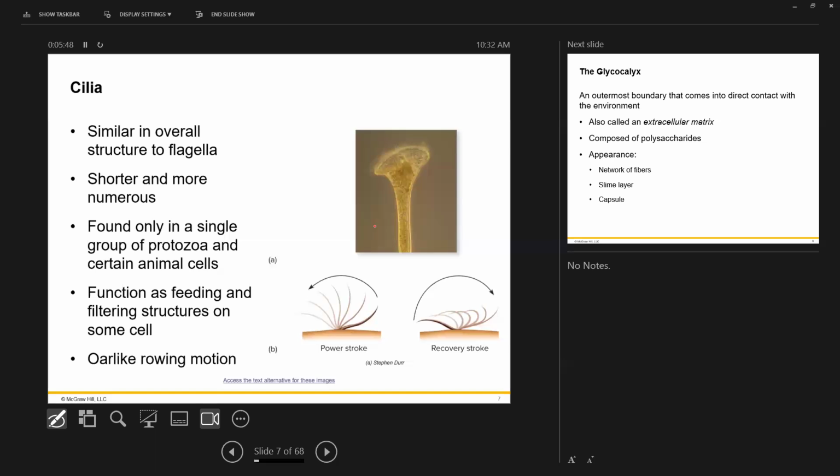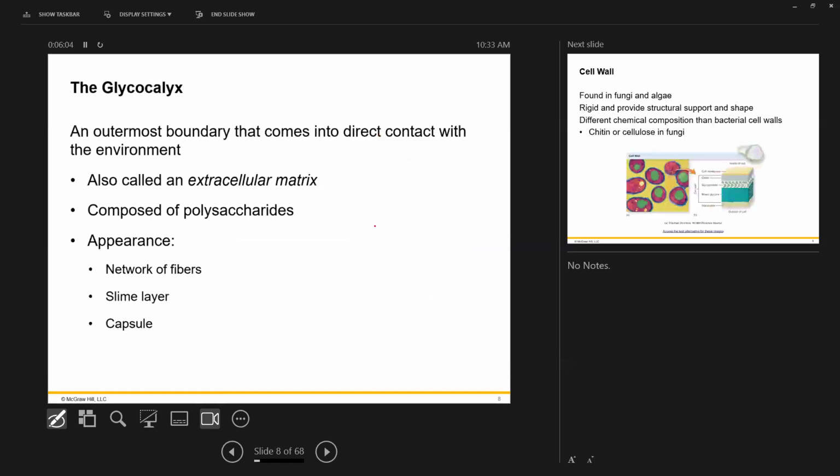So that's an example where you would see cilia, where we're not actually moving our cells themselves, but we're moving the environment around us to help with their function. So that can be moving the cells, or it can be moving the environment around it. You can also use it for feeding. Okay, so those are the two structures that are used for locomotion. We'll come back to another version of locomotion later on when we get into the protozoa.